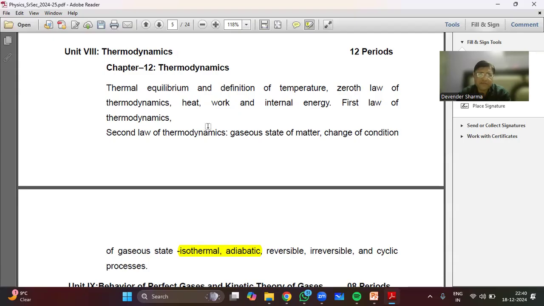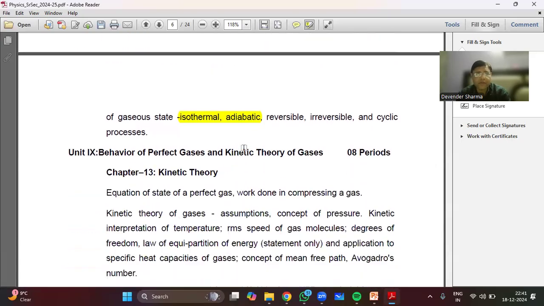The first law definition, of course, and the applications of the first law, where we'll be discussing the relation between Cp and Cv, which is also known as Mayer's formula. Cp and Cv, remember, the formula is Cp minus Cv is equal to R. So you have to know the topic also.